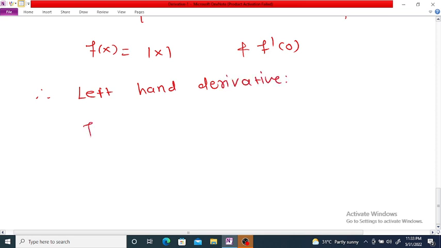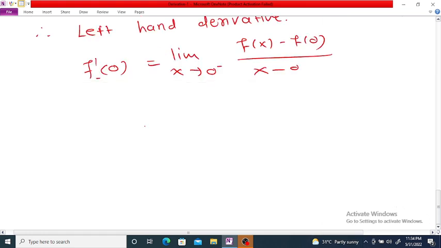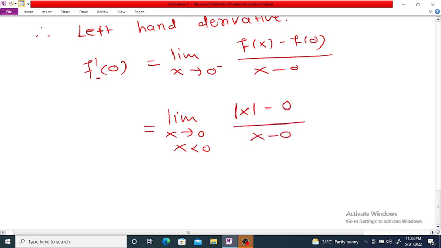So left hand derivative means what? f'(0-) is equal to limit x tends to 0 minus of [f(x) - f(0)] divided by (x - 0). So this is equal to limit x tends to 0, x less than 0, of f(x). f(x) is what? Mod x, minus f(0) is 0, divided by x - 0. So this is equal to limit x tends to 0, x less than 0, of mod x divided by x.